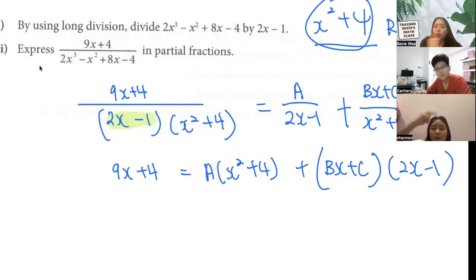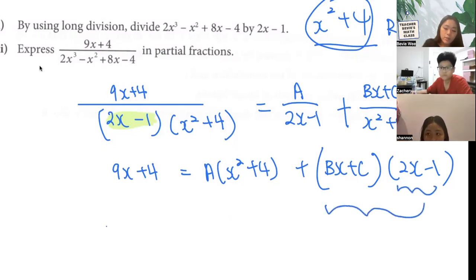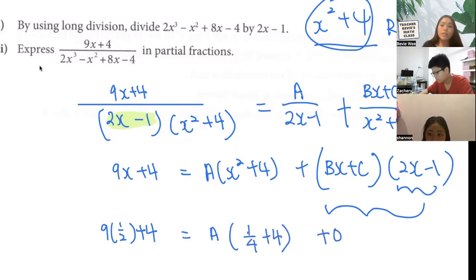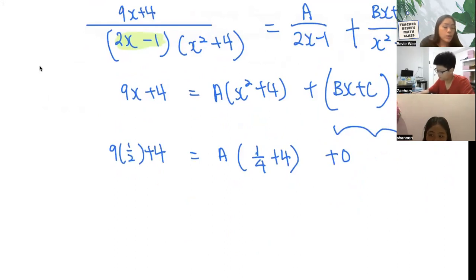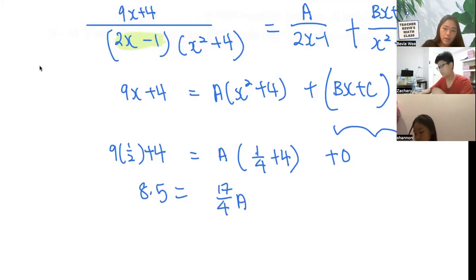The first value cannot anyhow sub in. You must eliminate something because you have 3 unknowns here. Half, very good. So I eliminate this, I eliminate this. So 8 times half plus 4 equals A times half squared, it's 1/4 plus 4. Then the behind is just 0. I just use the calculator. This is 8.5 equals 17 over 4a. A is equal to 8.5 divided by that. A is equal to 2.